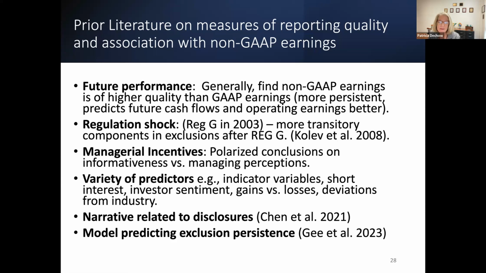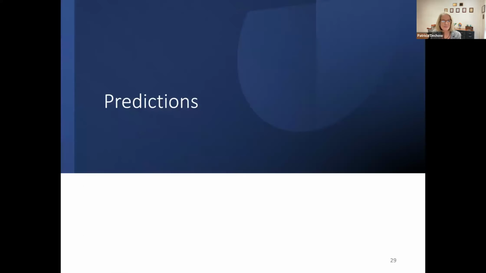Managerial incentives: are they doing it for informative or other reasons? And the results kind of polarized on that. And then a variety of predictors. And then people have looked further at narratives of disclosures and then predicting exclusion persistence.